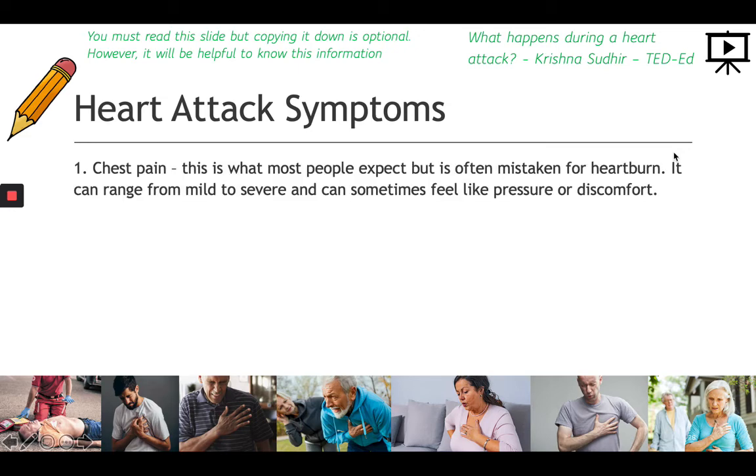So, heart attack symptoms. Chest pain. This is what most people expect, but it is often mistaken for heartburn. It can range from mild to severe, and it can sometimes feel like pressure on the chest or discomfort.